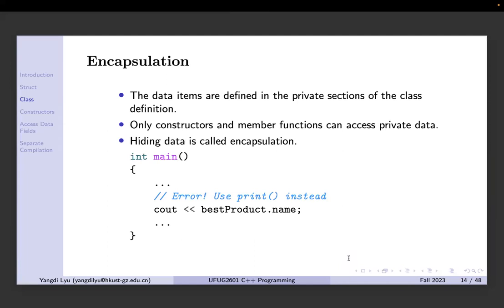Here is the way. We already have the best product object. If we call cout best product name, it won't work because it's private.